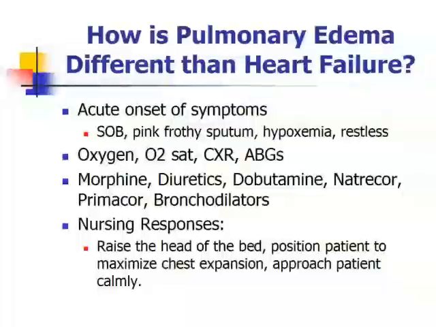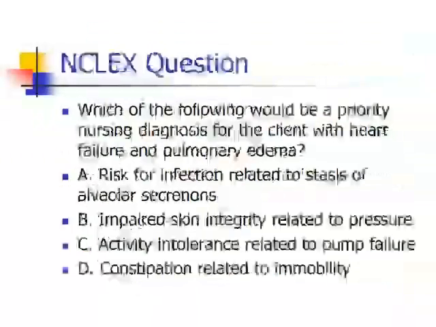And the patient needs to be treated with morphine, diuretics, dobutamine, which will increase the contractions of the heart, Natrecor, and different types of bronchodilators. So nursing responses would include raising the head of the bed and trying to position that patient so that they would have the best cardiac expansion that they could. So please refer to your book for further information in this area.